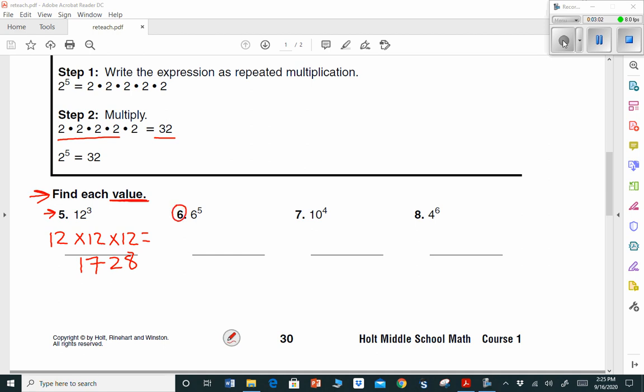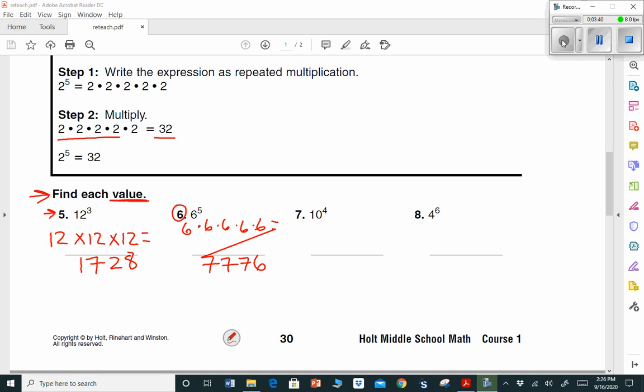Okay, 6 to the 5th power. You're going to write 6's 5 times. And you'll notice that I use the dot. That dot means multiplication. And again, you can put that in your calculator. 6 times itself 5 times, and that's going to equal 7,776. That's 6 to the 5th power. So you could go ahead and continue doing those. There's not that much to it.